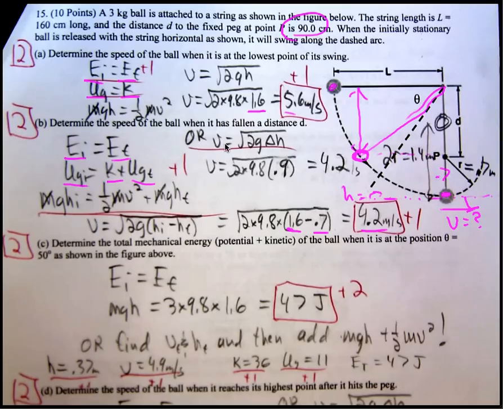Some people just realize, hey, it's really the velocity is the square root of 2g times the change in height. That's what we have here. And so the change in height, if it's fallen 0.9, is 0.9. So you get 4.2 as well.